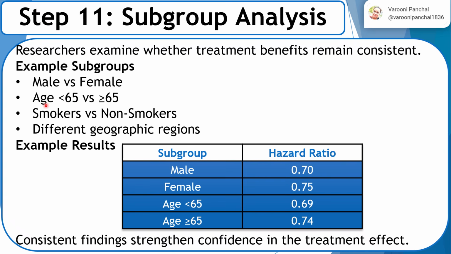Whether it is consistent between age less than 65 and greater than 65. Those patients who are less than 65, the hazard ratio is 0.69, whereas in greater than 65 it is 0.74.